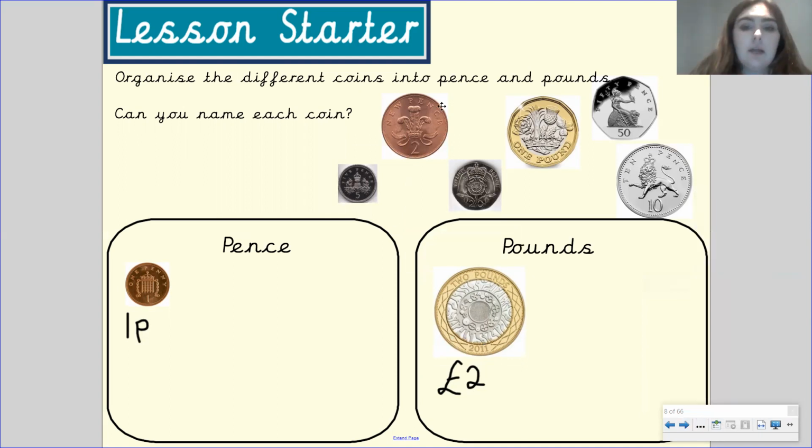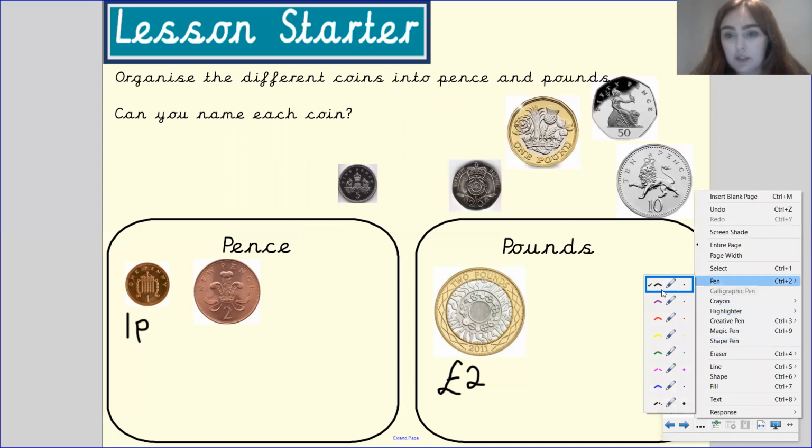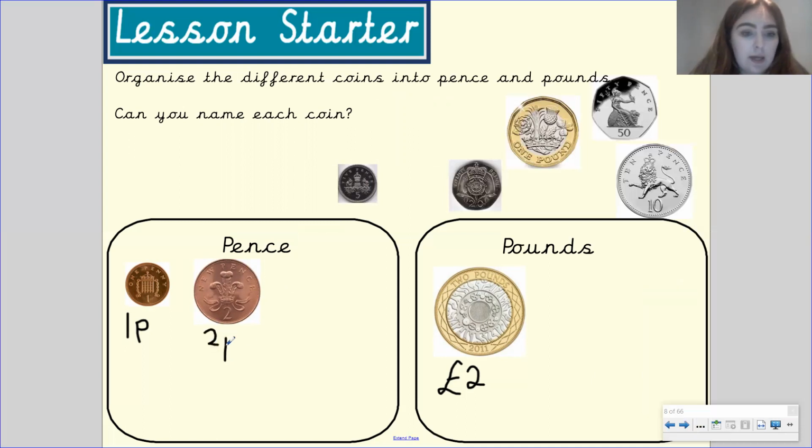Okay, let's have a look at this one here. What do you think this coin is? Pause the video to have a think. That's right, it's 2 pence. You can see the 2 here, and then you can see pence written here. Now, is this coin copper or silver? Pause the video to have a think. Well done. It is copper, and we need to put it into our pence section. The way we would write 2 pence is by doing a 2 and a p for pence.